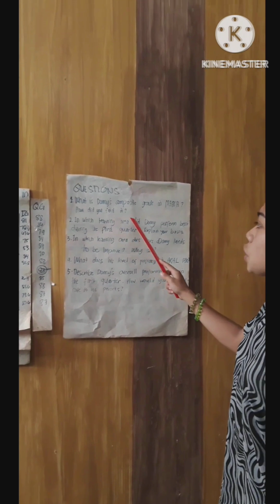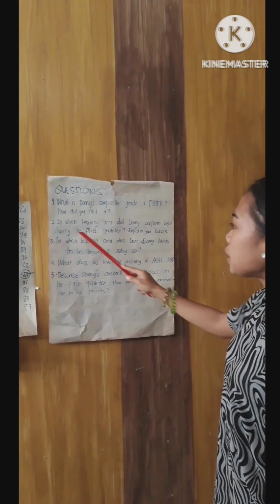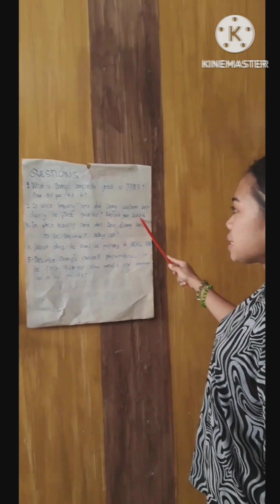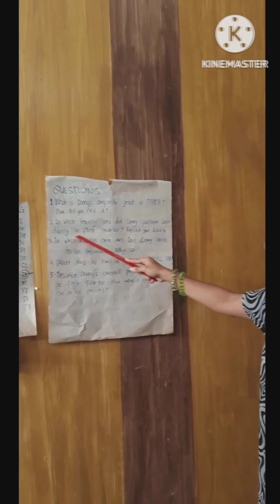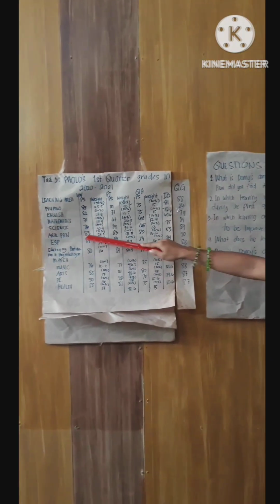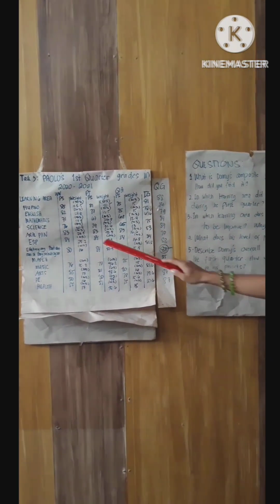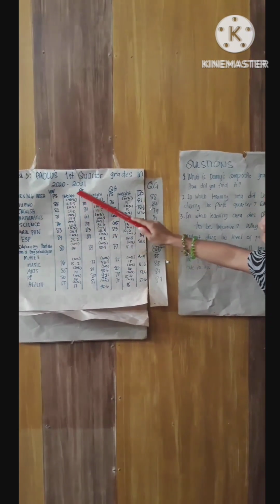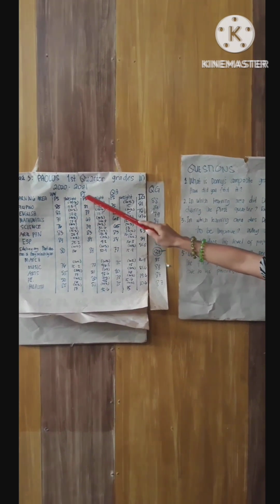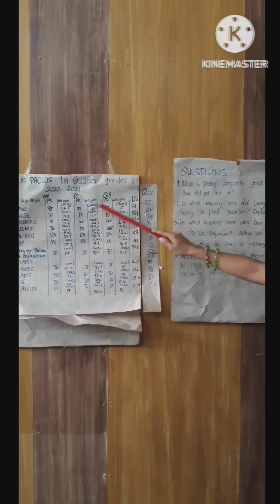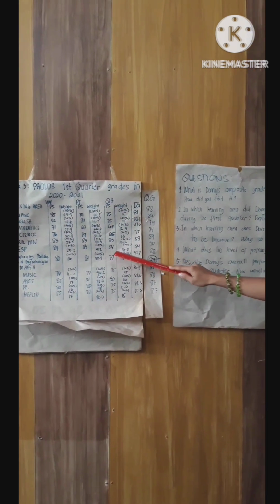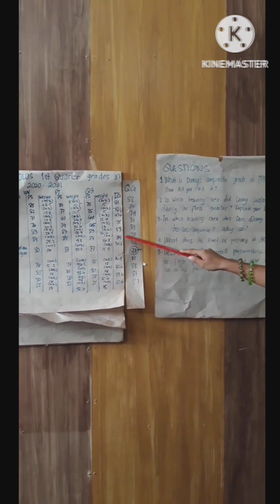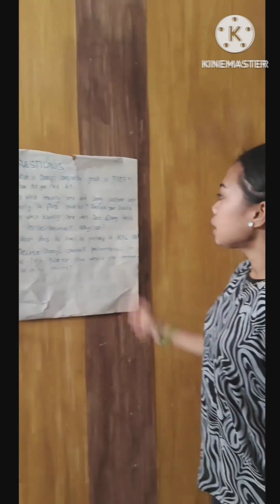Number 2. In which learning area did Donnie perform best during the first quarter? Explain your basis. So, Donnie performed best during the first quarter in Araling Panlipunan. The basis is because in written work, he got the percentage score of 84. In performance task, he got the percentage score of 84 as well, and in quarterly assessment, he got 84, with a total of 90.